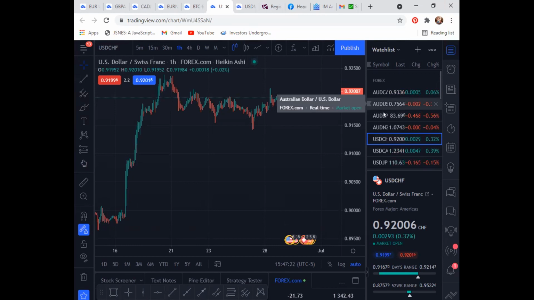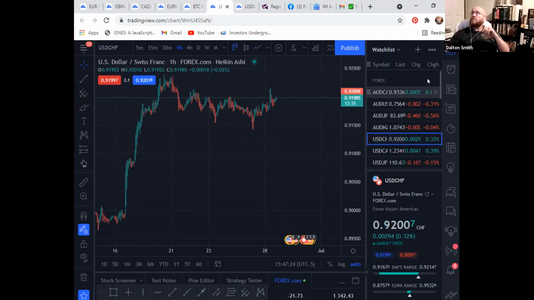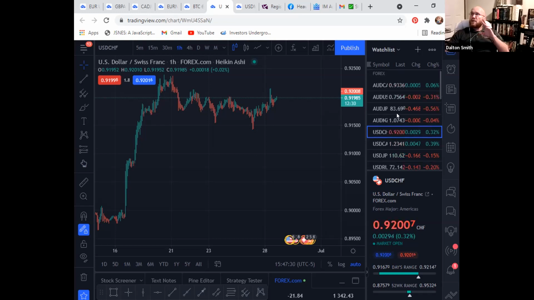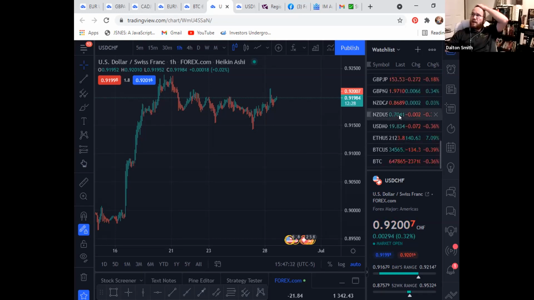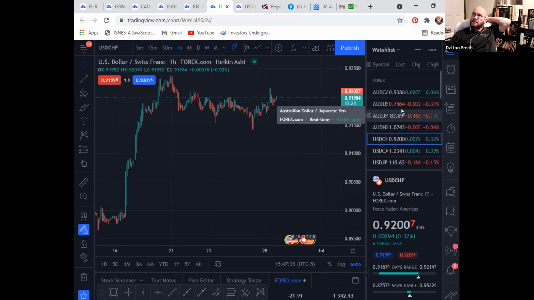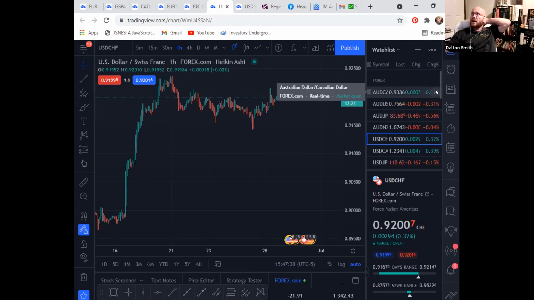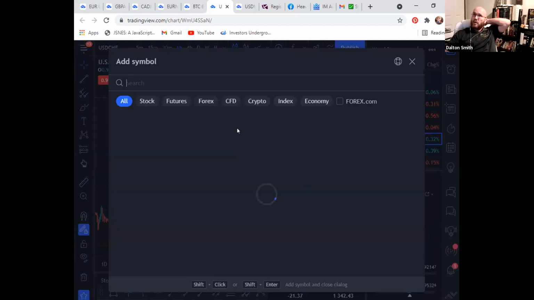And how do I put it on the watch list? How do you put it on the watch list? So when you first open your watch list, it's right here in the top right-hand corner. You're going to have a bunch of different stuff in here. You're going to have stocks, indices, and all kinds of stuff in here. You just hit X to take everything out that's in there.